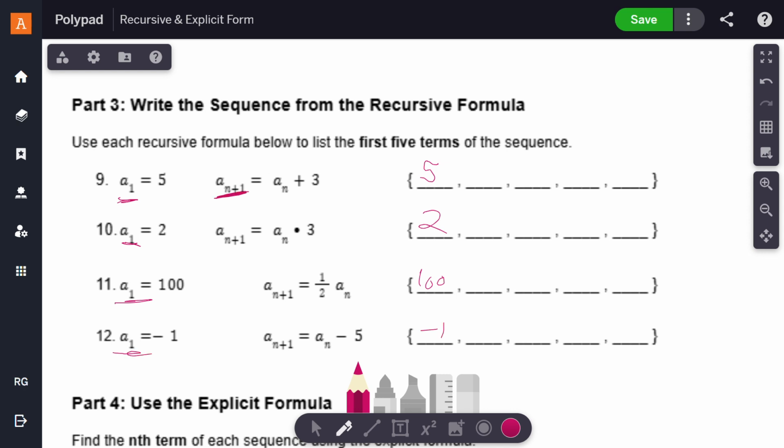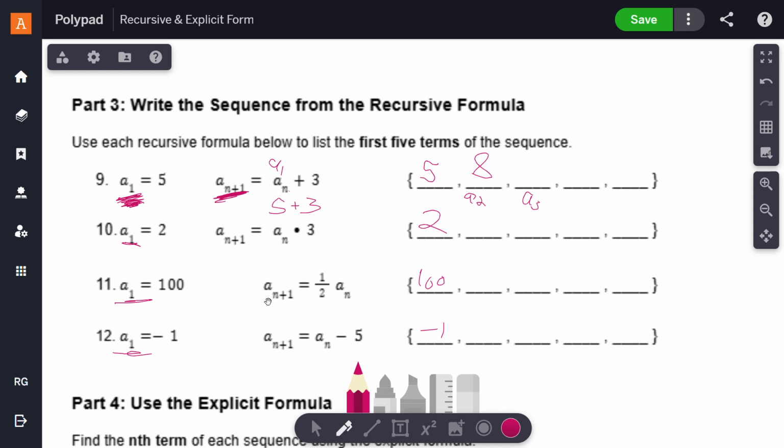A(n+1) means to find the next term, we're going to take any term number. In this case, we only know the first term so far, so we'll plug in our A1 value, which is 5. For A1, that term value, we'll just add 3 to it, and that'll give us our next term. And then to go from A2 to A3, our third term, again, add 3 to it.